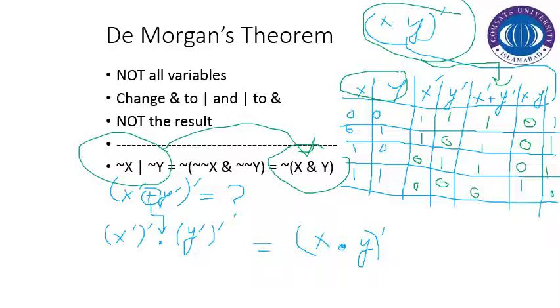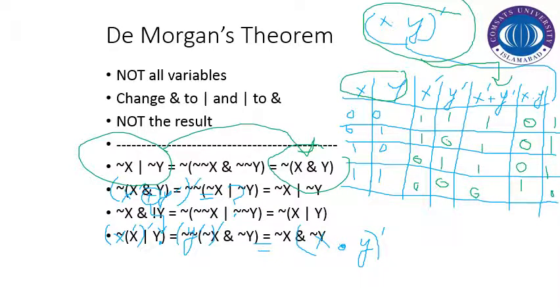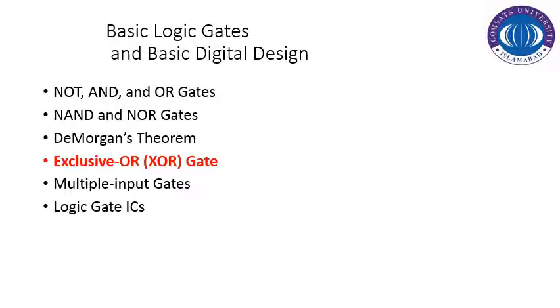Okay, so you can also verify the remaining combinations. Well, that was all for the De Morgan's theorem.